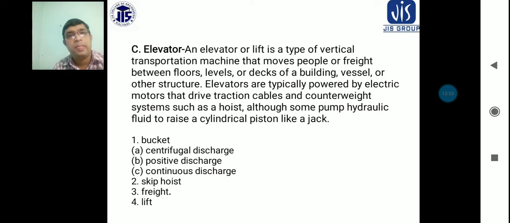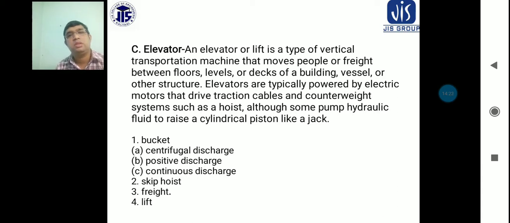Centrifugal discharge is considered according to the centrifugal force. And the positive discharge comes here, where the lift is used in positive forward directions, like upward directions. Continuous discharge means you discharge continuously, like movement upward, and in a few cases the downward directions. And the skip hoist is here.